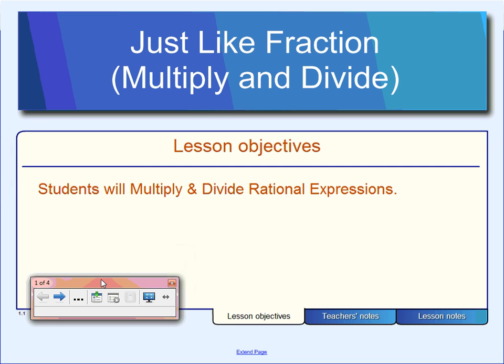Okay, today you guys are going to be looking at multiplying and dividing rational expressions. On Friday, all you did for me was simplify or reduce fractions. Today, you're going to take it one step further and actually multiply and divide those rational expressions. All right, so here we go.